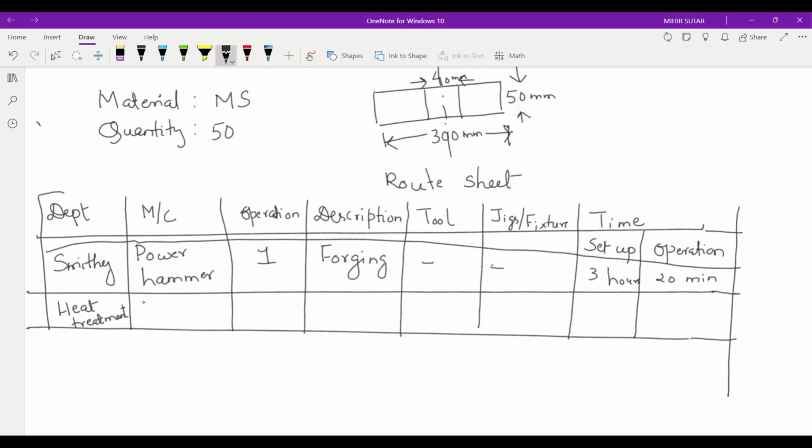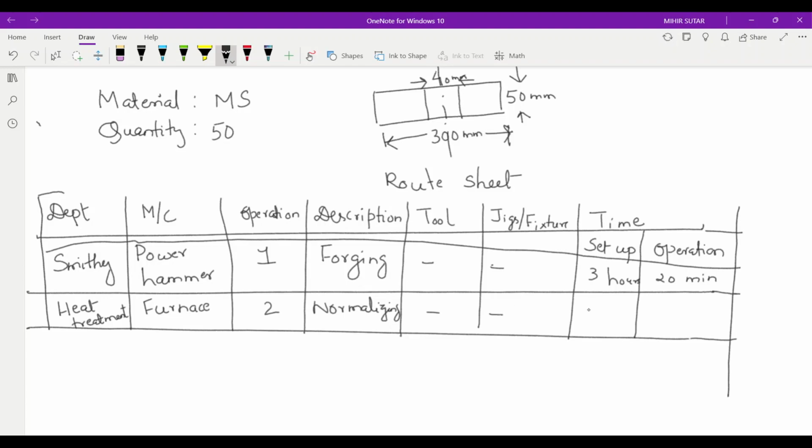How is heat treatment done? It is done by means of a furnace. So what machine will we be using? We are using a furnace. What is the sequence of operation? It is the second operation. What kind of heat treatment are we doing? It is normalizing. What tool are we using? No tool. Do we require any jigs and fixture? No, we don't require it.